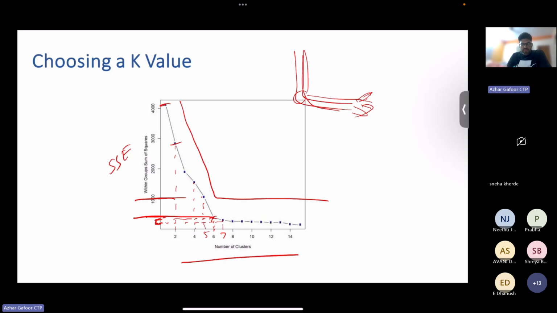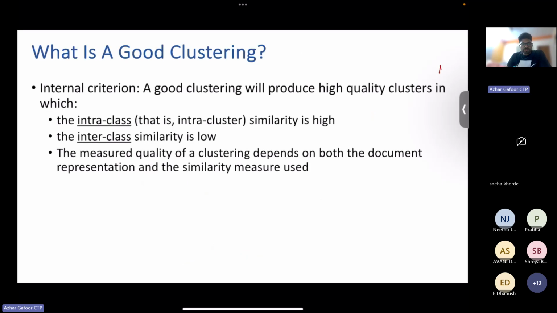So as we mentioned already, a good clustering is such that the intra-class similarity is high. That is, the distance between the centroid and the points in the cluster should be less, and the inter-class, between-class similarity has to be low.